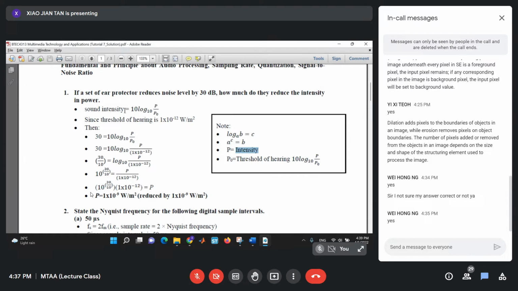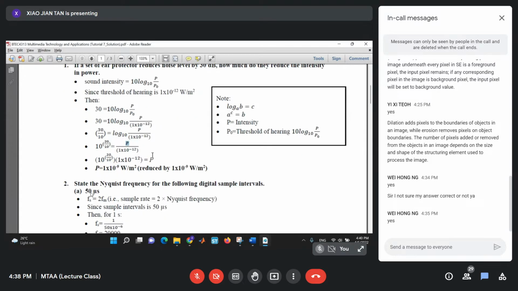Since the threshold of hearing is given in the lecture notes, you just write down the equation. So 30 is equivalent to the formula, then you put in everything and rearrange to solve for P. So basically this is the P value. And then again, remember the correct SI unit. If without the SI unit, I will not give the marks for the final answer. Of course, you will get the marks for the solutions, but you will not get the mark for the final answer, which is mostly 1 mark.